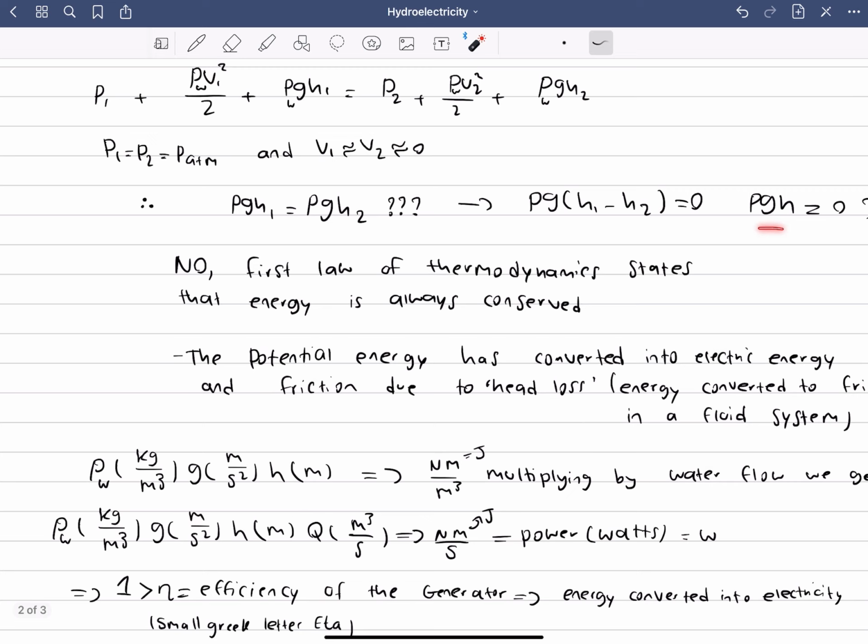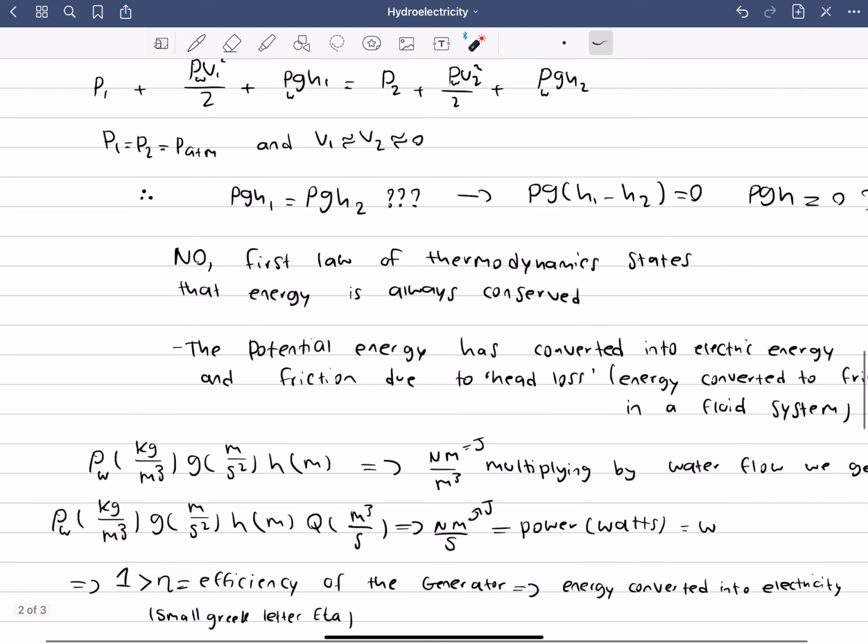If we write this down with its units, we get that rho is kilogram over meter cubed, G is meter over second squared, and H is meters. This is newtons, kilogram meter per second squared. This is meters, and this is meter cubed. We're left with newton meter over meter cubed, which is equal to joules, so we get joules over meters cubed.